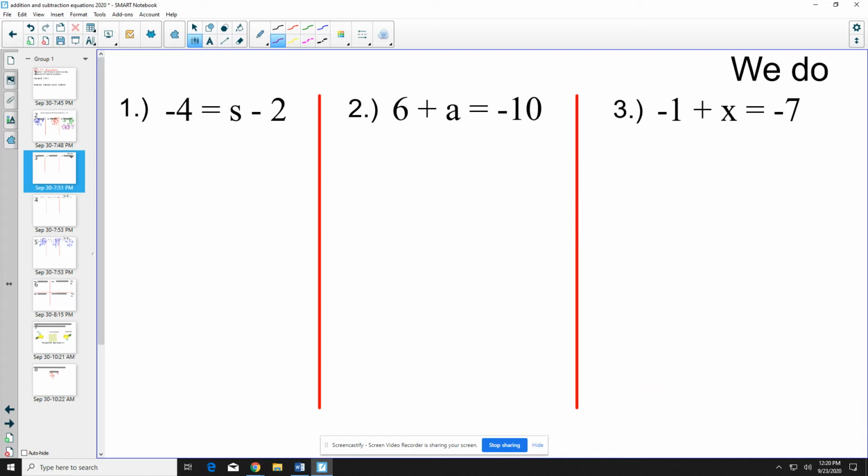All right, I want you to do these with me in your notes so you have something to refer back to. So write in number 1, negative 4 equals s minus 2.